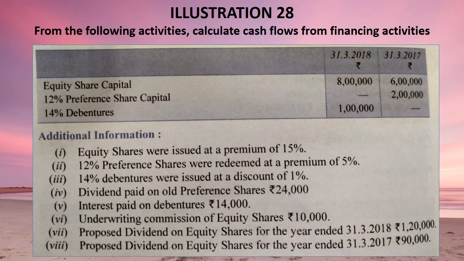Now move on to illustration number 28. See, from the following activities, calculate cash flows from financing activities. See, the question always discusses flow. The result can be in use. You should never feel that if the question is saying there is cash flow, then the result should be cash inflow. It can be cash inflow, meaning incoming of cash. The result can also be cash outflow. Outflow means cash used.